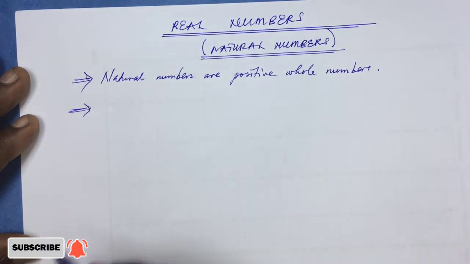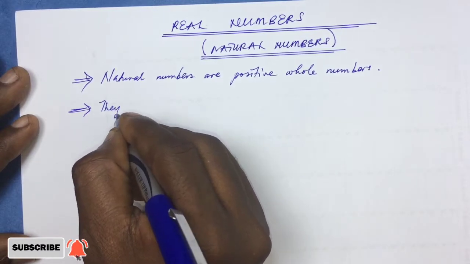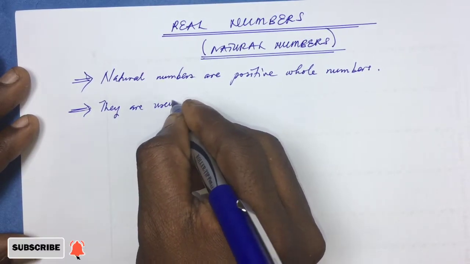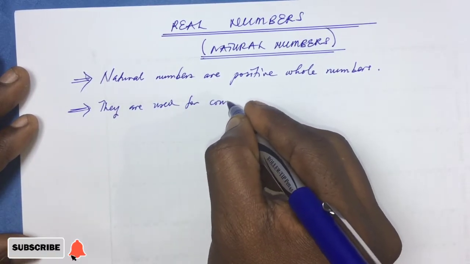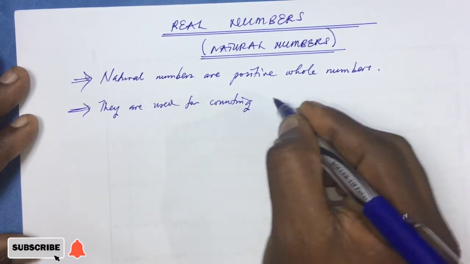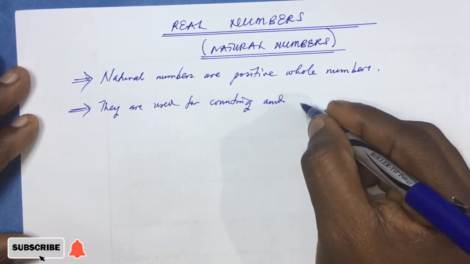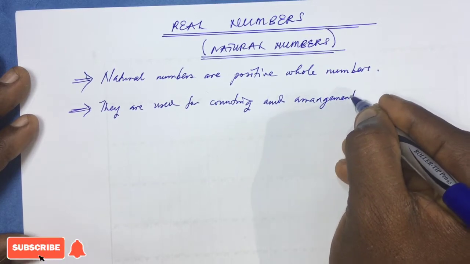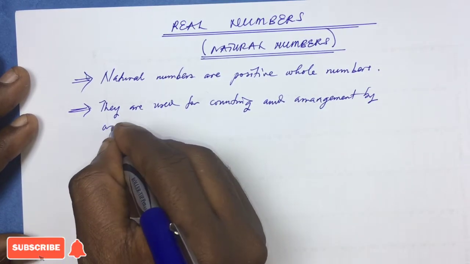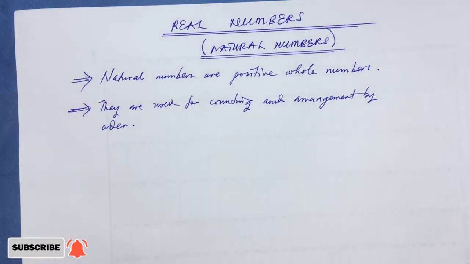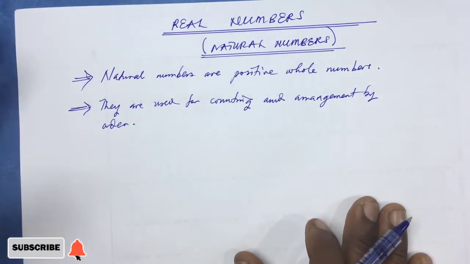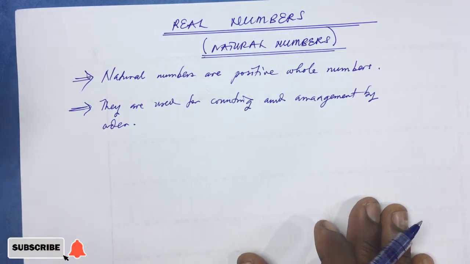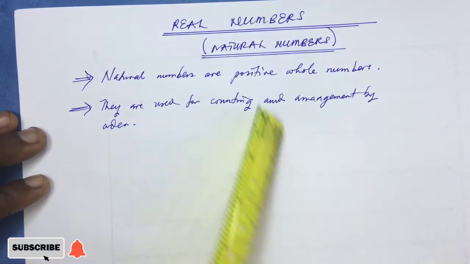Now, why are they called natural numbers? They are called natural numbers because they are used for counting and arrangement by order. Okay, so two things we basically use natural numbers for is for counting and for ordering, okay? Placing order in a particular set.